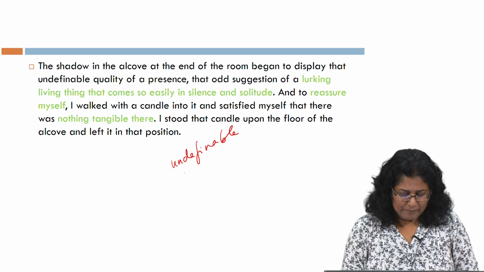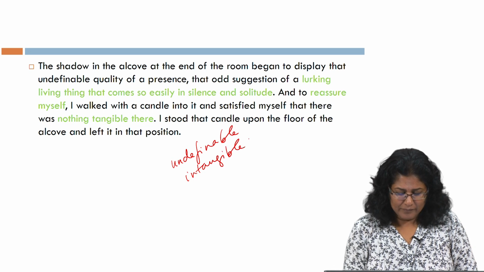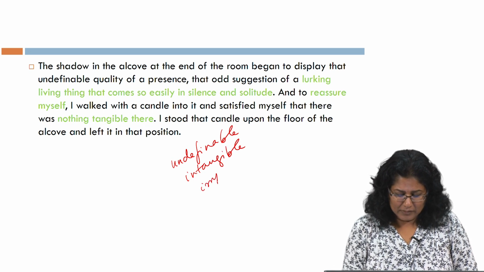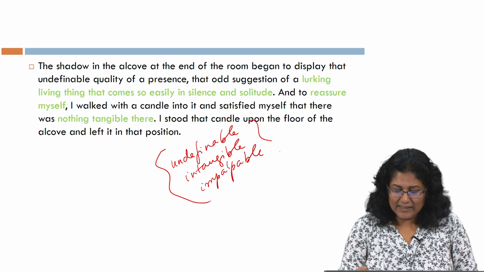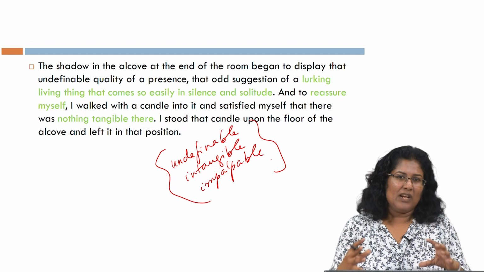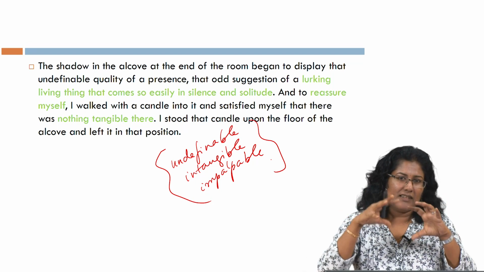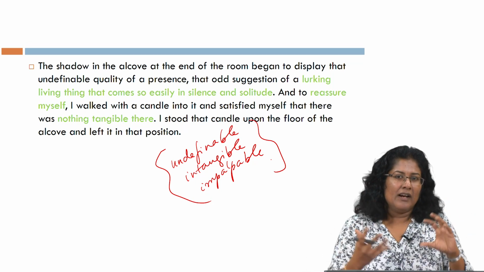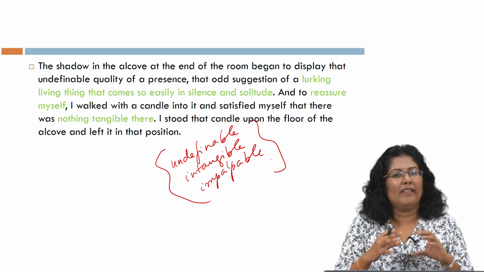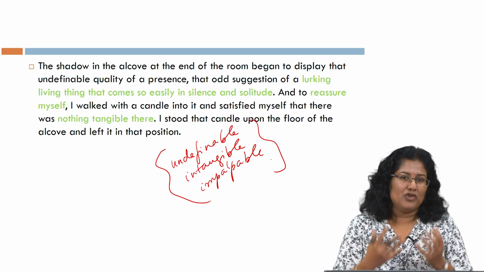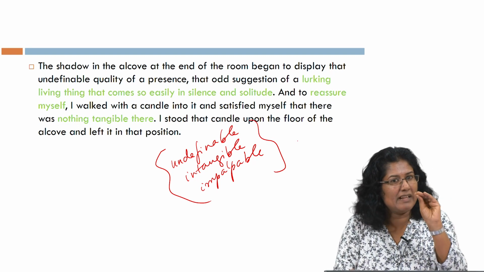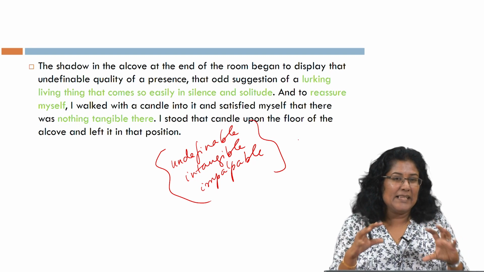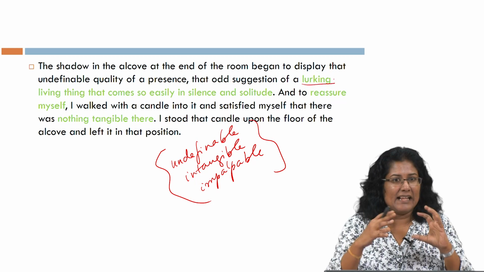Undefinable, intangible, impalpable. All these, something that cannot be seen with your naked eye, something that doesn't have any concrete shape, is what is associated with this darkness, with the shadow. So that kind of spectral supernatural presence seems to be there in the darkness, and it seems to be lurking there like an animal.